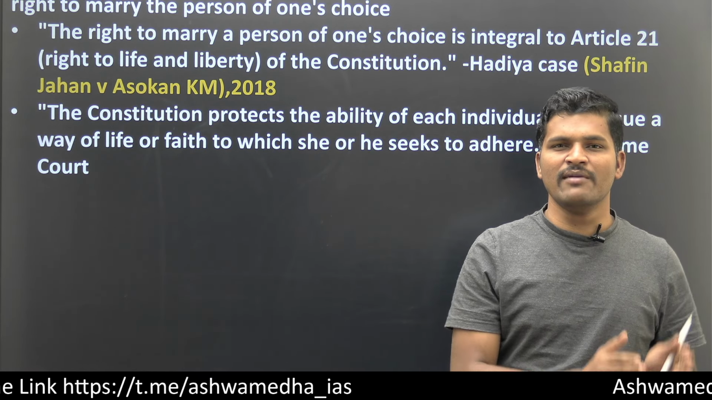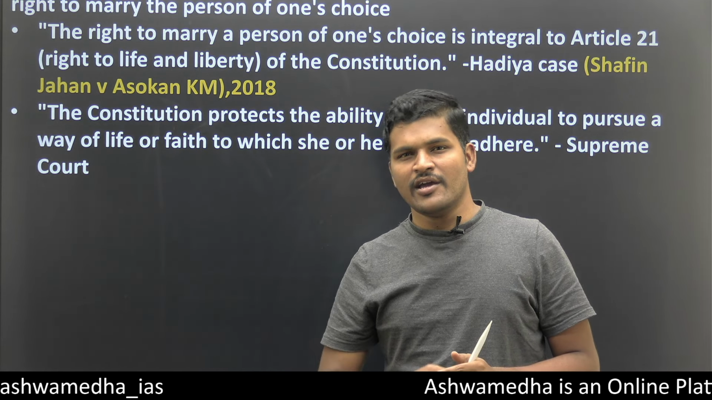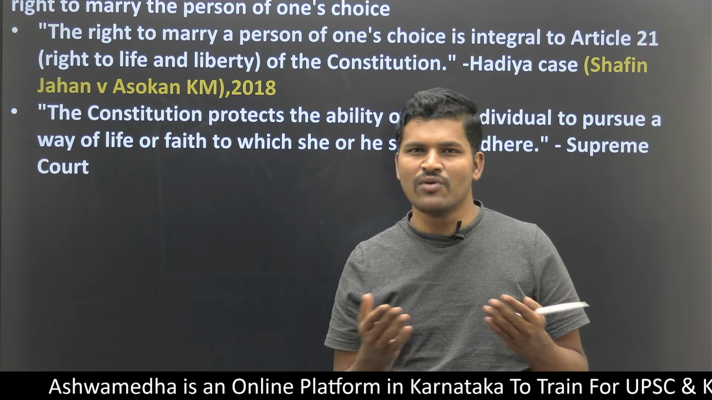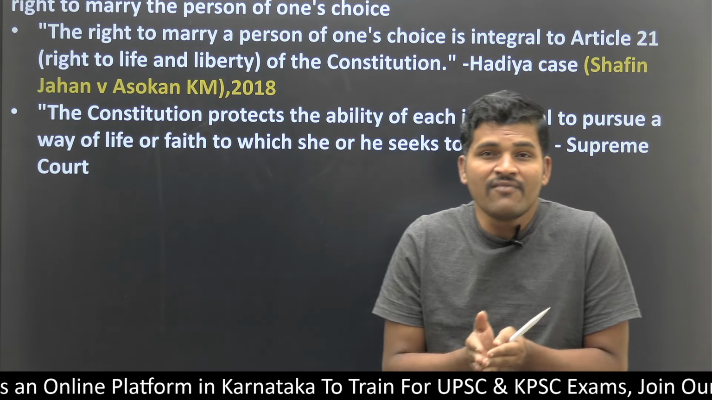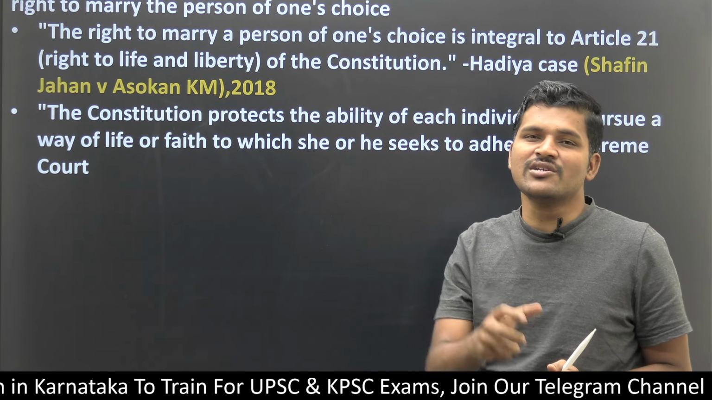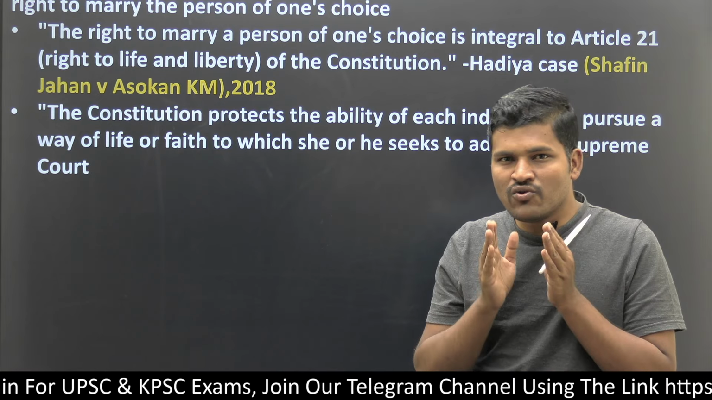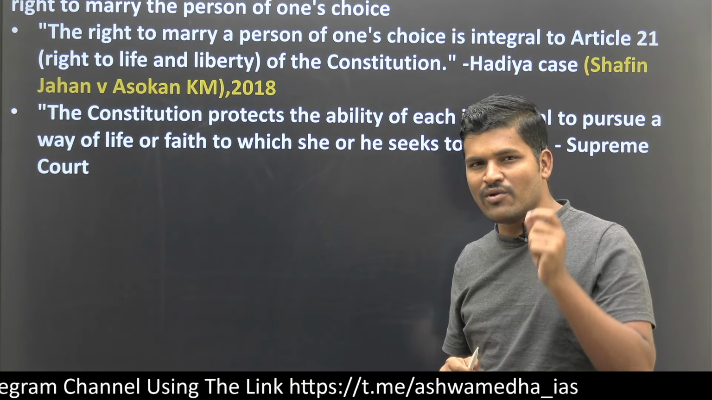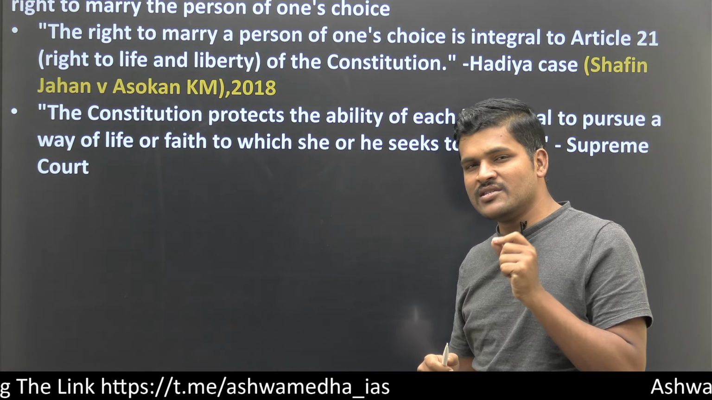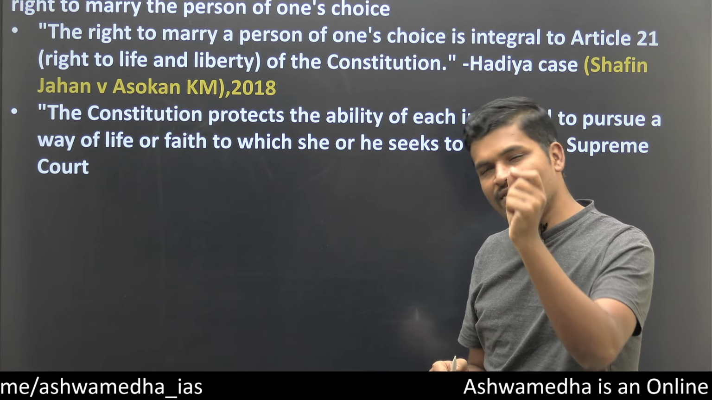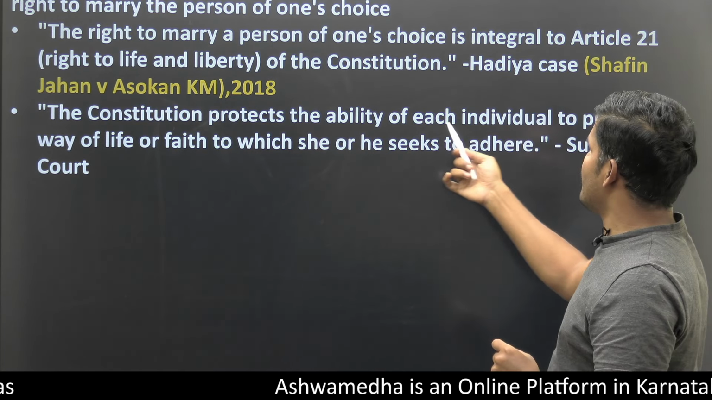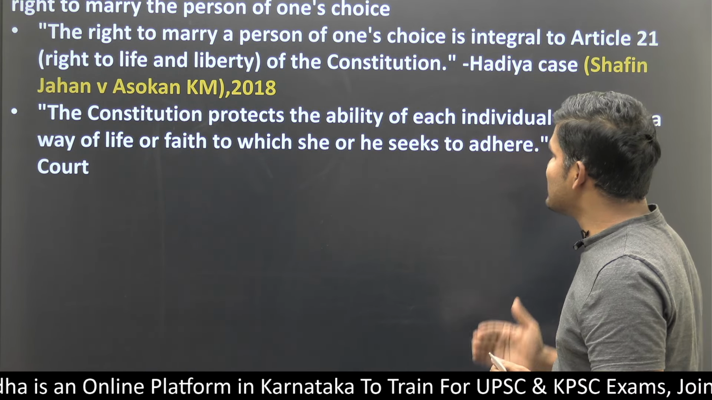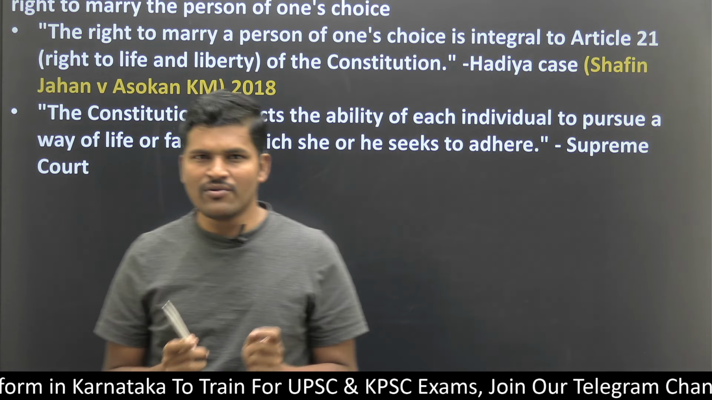A Muslim girl can marry a Hindu boy, or a Hindu girl can marry a Muslim, or intercaste and interreligion marriages are going to happen in our society, and it is a part of Article 21. You should not make any restrictions on those couples to marry. That's why it is called the Hadiya case. In the famous Hadiya case, the Supreme Court has clearly said that this is the person's life and liberty. The Constitution protects the ability of each individual to pursue the way of life or faith to which she or he seeks to adhere.